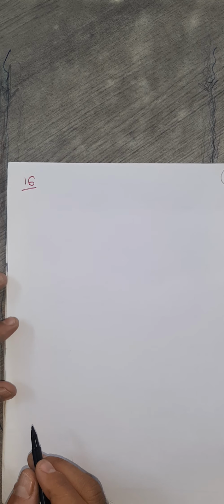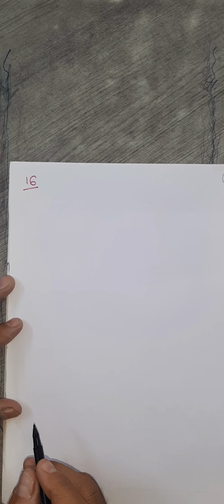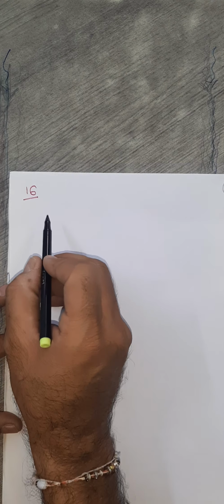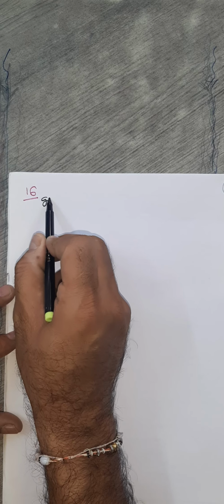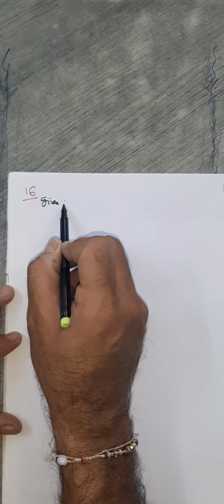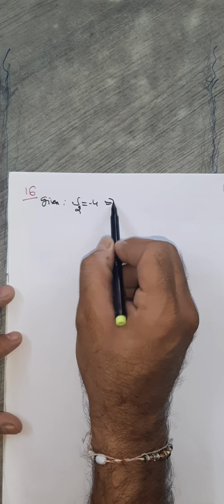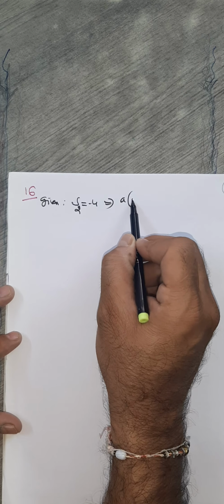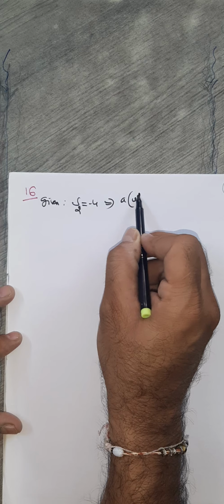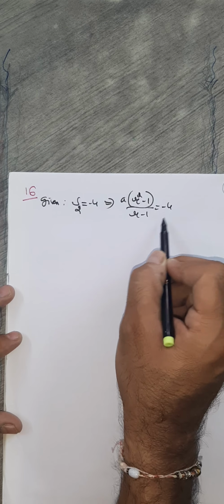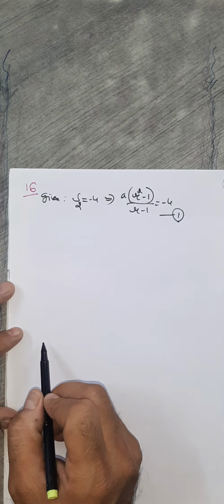Question number 16, you can try it. It's a very simple question. For a geometric progression, you are given that the sum of the first two terms is minus 4. So we are given that S2 equals minus 4. Write its formula. What's the formula? a times (r raised to 2 minus 1) upon (r minus 1) equals minus 4. Call this equation one.